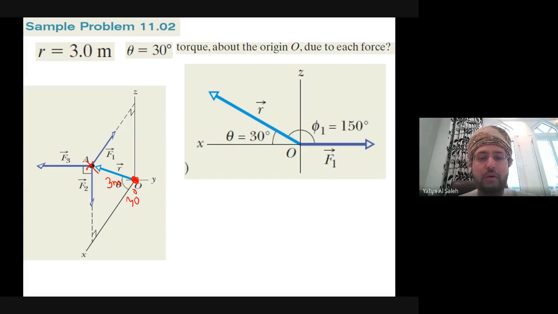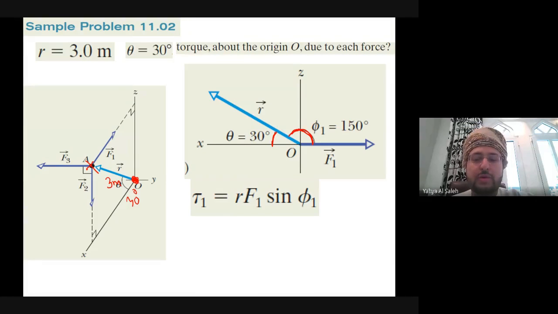Okay. F1 is in the plus x direction. It's 2 newtons. And the angle between it and the actual particle is 150 degrees. How do we know? Because we know this is 30, so the complementary angle to it is 150. 180 minus 30 is 150. Torque equals R cross F. Since this is one-dimensional, we can simply use RF sine theta. R is 3, F is 2 newtons, theta is 150 degrees, and we get 3 Newton meters.